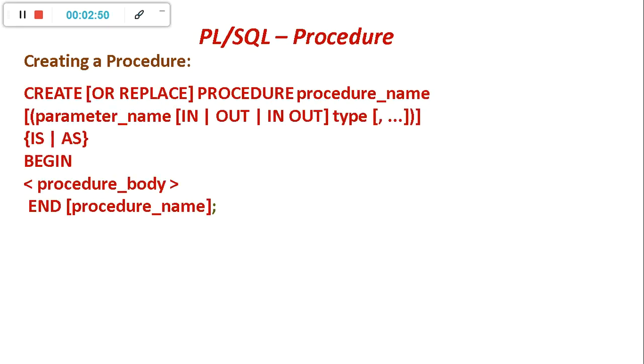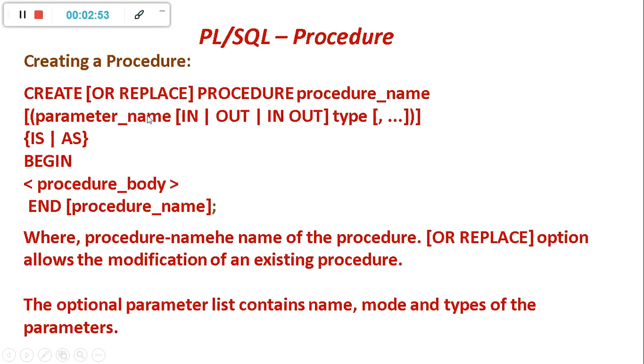This is the syntax to create a procedure. CREATE OR REPLACE: if the procedure already exists, then it will replace the existing procedure. PROCEDURE is again a keyword, and then the name of the procedure followed by the parameters: IN, OUT or IN OUT parameters. And this is the body of the procedure. The optional parameter list contains the name, mode and type of the parameter. The name of the parameter, the mode, whether it is an IN, OUT or IN OUT parameter, and the data type.